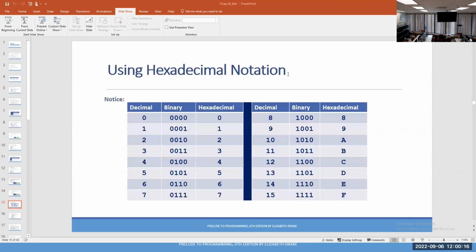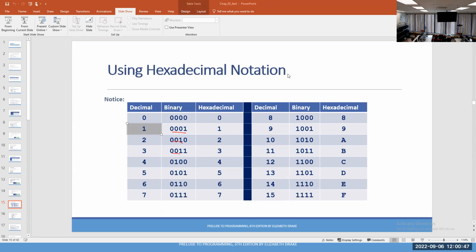Okay, and one more way that is easier. I think it's easier when you convert from hexadecimal to decimal or binary, using the hexadecimal notation here. It's very simple. You have 0 here in decimal. When you convert it into binary with 4 bits, you have 0, 0, 0, 0. You have a 1, you convert it into binary with 4 bits, you have 0, 0, 0, 1 here, and so on.